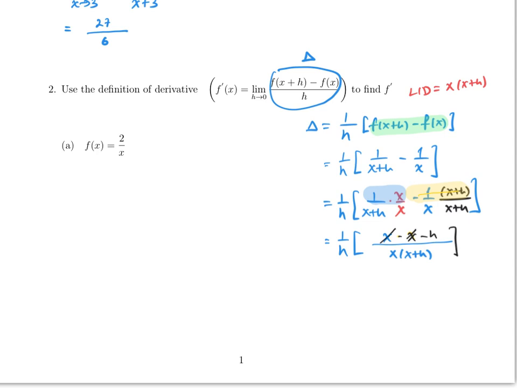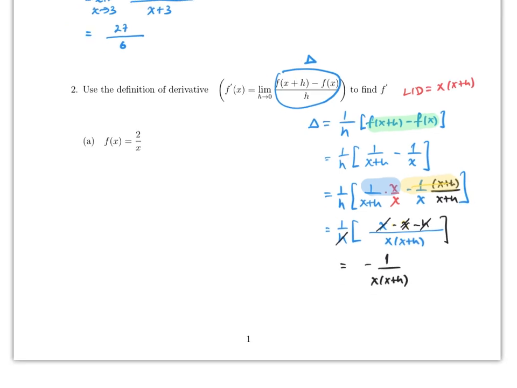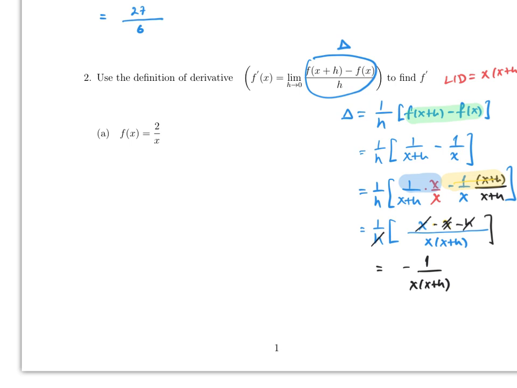So these two cancel, and now you can cancel this with this since you have it outside. And notice this will give you minus 1 over x times x plus h. And then do not forget the limit.